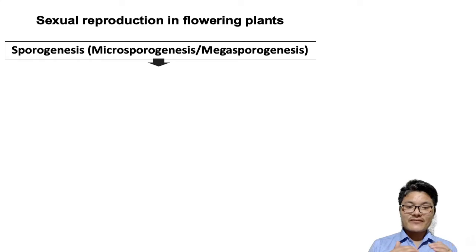So sporogenesis is the first step which is occurring in flowering plants. Sporogenesis here refers to production of spores. The term sporogenesis has the main word sporo, which refers to spores, or indirectly to gametes. And genesis here refers to a process. Any term ending with sis is a process, and genesis refers to production or generation, creation. So sporogenesis is production of male and female gametes, which can be either microsporogenesis or megasporogenesis.